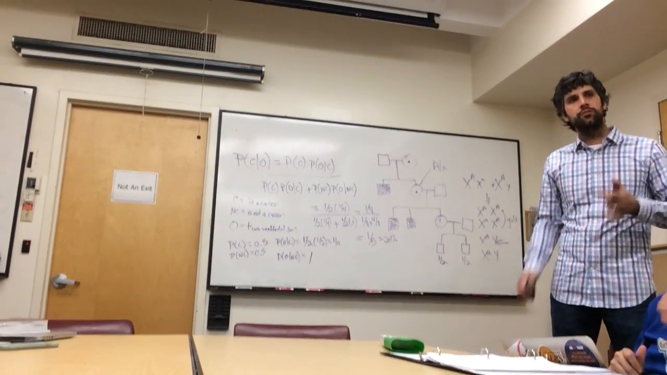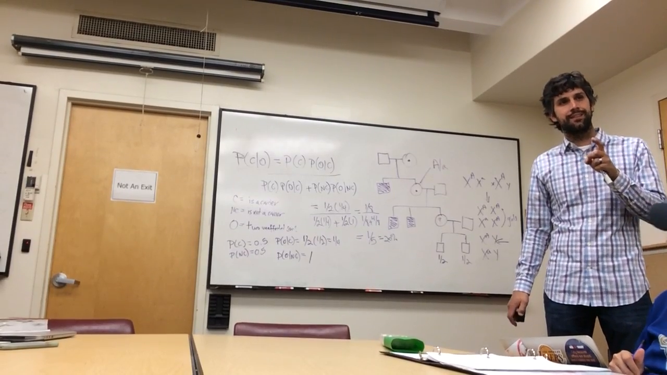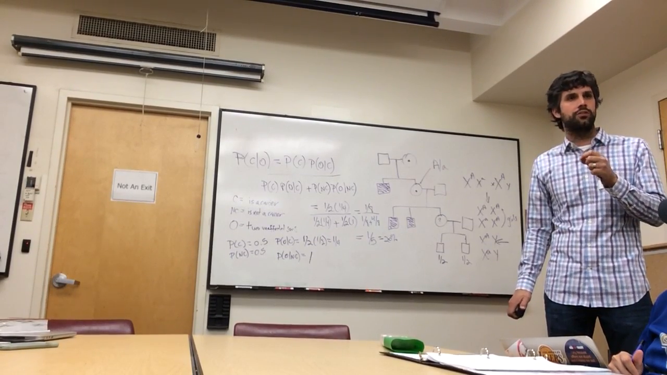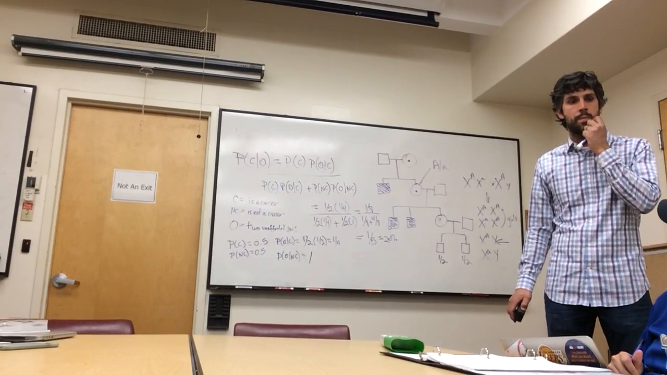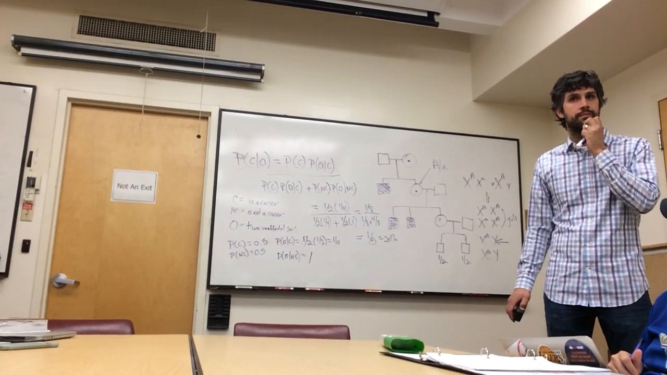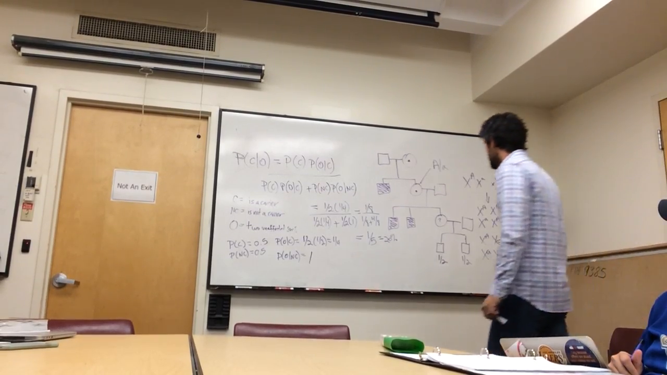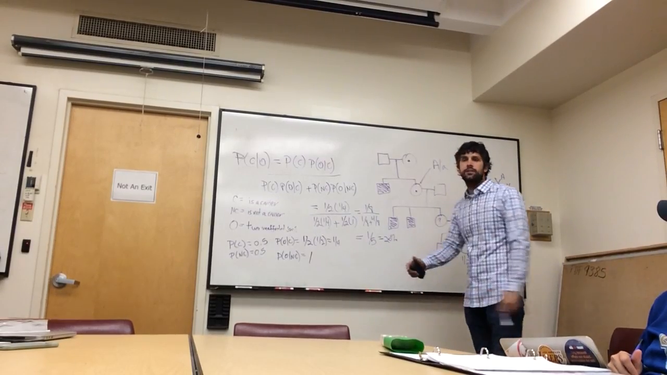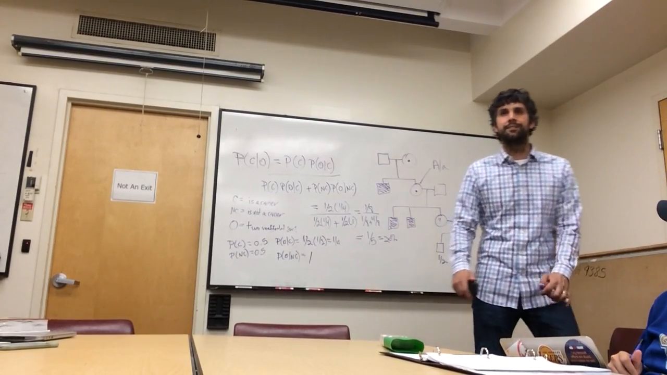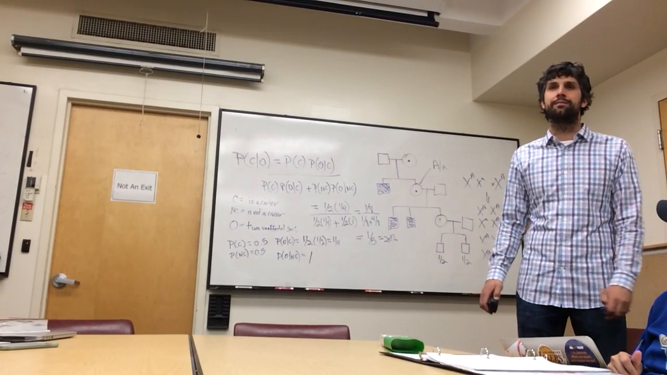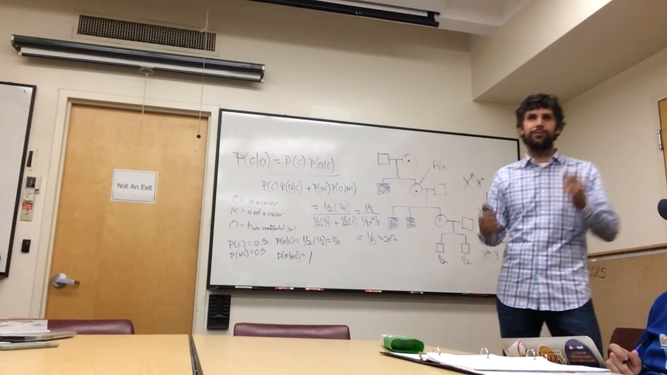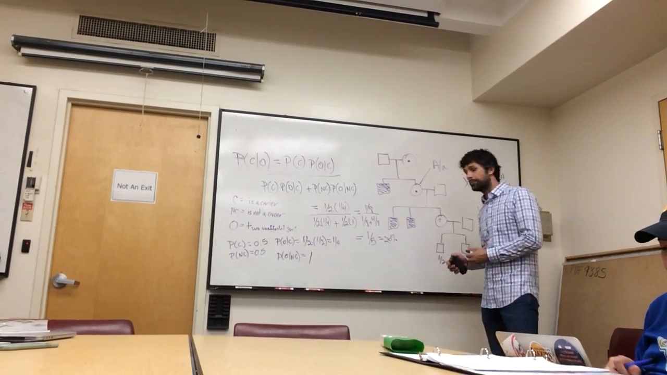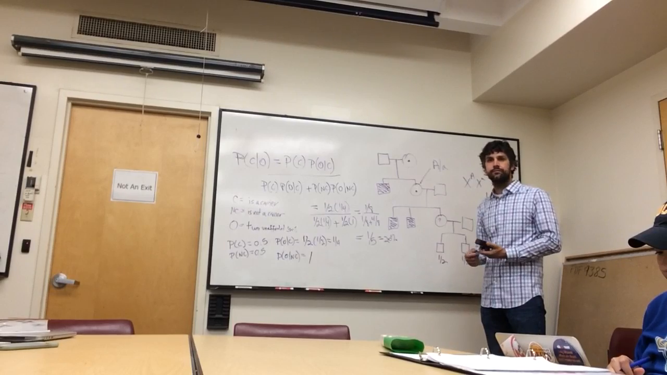Okay? But if she has a single affected son, what's the probability that she is a carrier? So let's say that she has 10 unaffected sons, but then the 11th one is affected. What's the probability that she's a carrier? 100%. That's right. She must be a carrier in order for that son to be affected. So that changes everything.